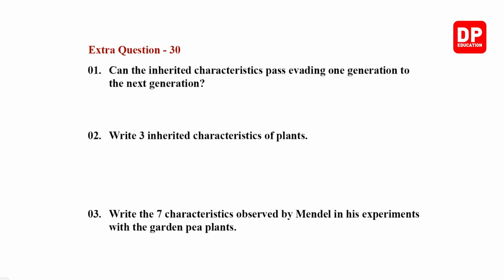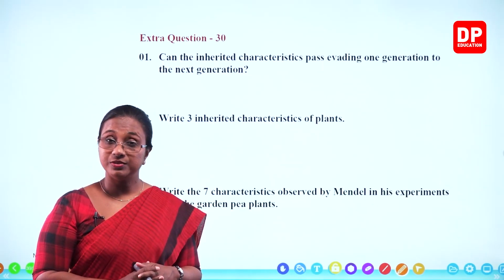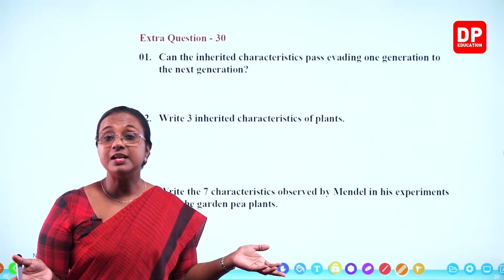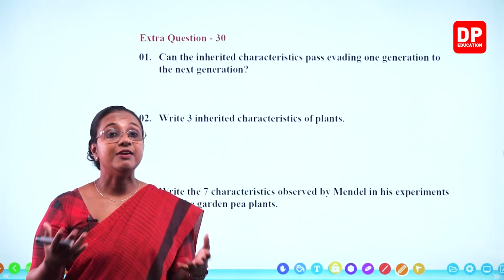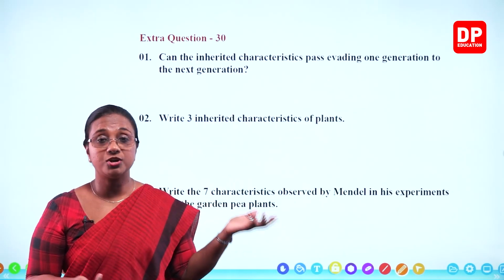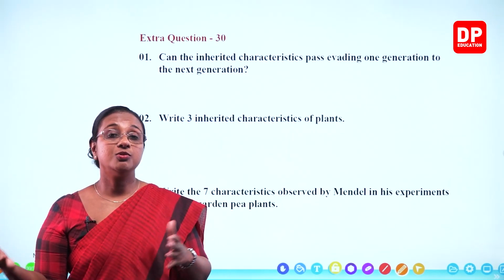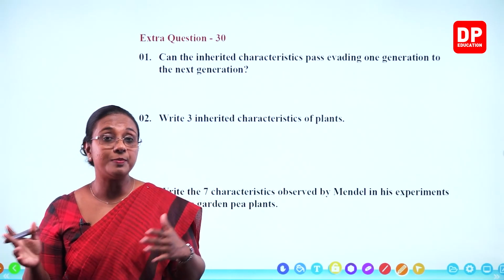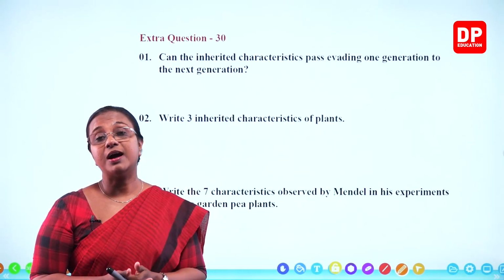Extra question 30. Can the inherited characteristics pass evading one generation to the next generation? Can that happen? Yes. Can you think of examples? Now we saw Mendel's hybrid cross. When you have the pure breed tall plant, pure breed short plant, F1 generation becomes all tall plants. No short characteristic. Why? Because short characteristic is recessive. But in the next generation, F2 generation, you get the 3:1 ratio where you get tall plants and short plants. So the short character skips the F1 generation.